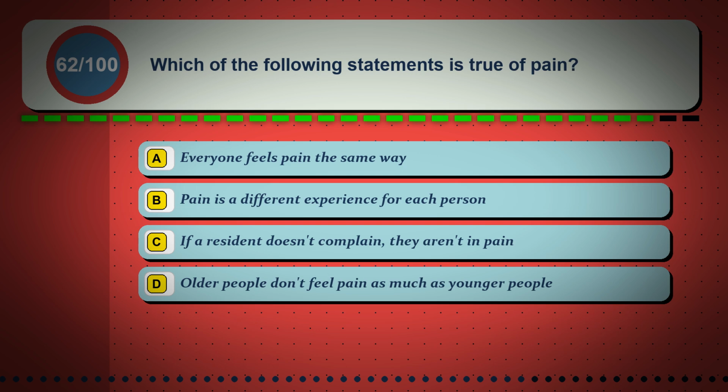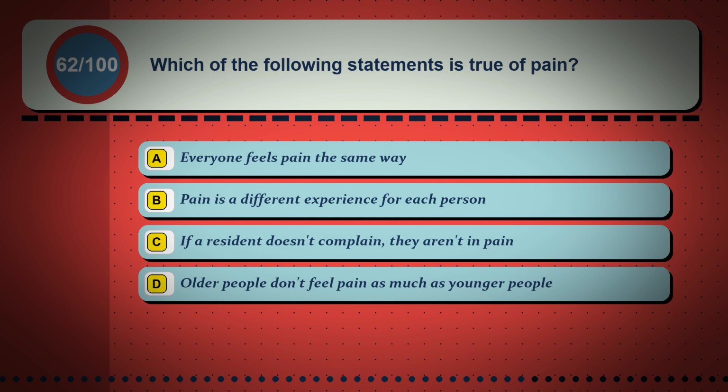Question 62. Which of the following statements is true of pain? Option A. Everyone feels pain the same way. Option B. Pain is a different experience for each person. Option C. If a resident doesn't complain, they aren't in pain. Option D. Older people don't feel pain as much as younger people.